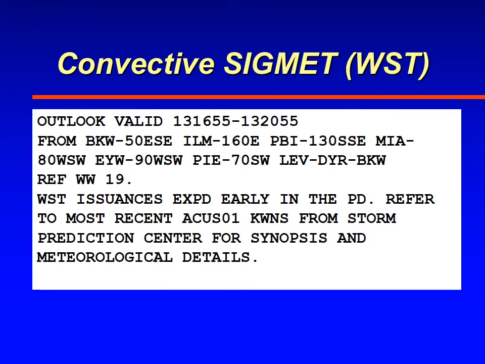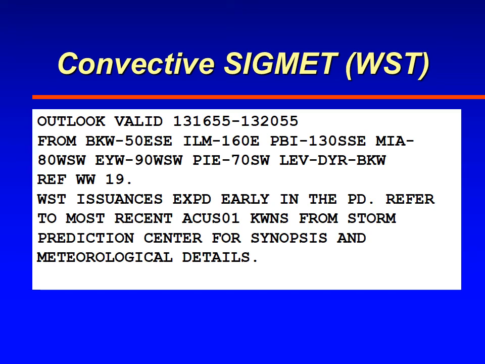Here's an outlook. This is the one for the one I just showed you, and it says that it's a 6-hour, actually a 4-hour forecast, valid from 1655 to 2055 on the 13th. They give you the high altitude VOR points, and they say reference WW19, which means Weather Watch 19. In other words, that's either a severe thunderstorm or tornado watch box. And they say the convective SIGMET issuances are expected early in the period. Refer to the most recent ACUS01 KWNS from the Storm Prediction Center for synopsis and meteorological details.